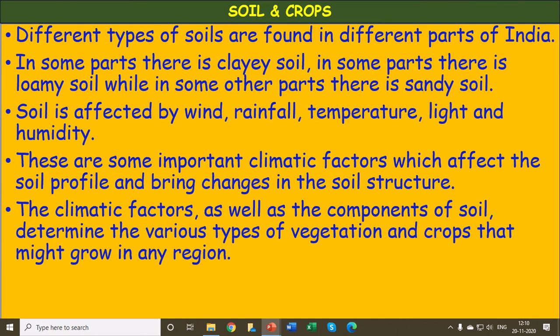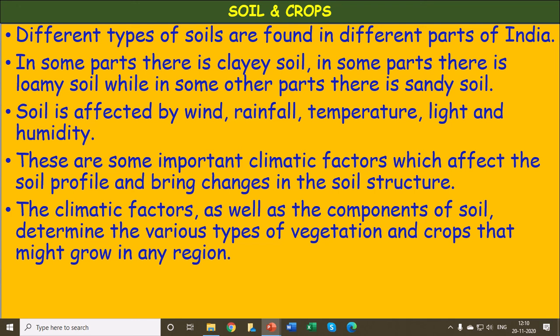The climatic factors as well as the components of soil determine the various types of vegetation and crops that might grow in any region. That's the reason why in Punjab or in some areas wheat will grow more. If we compare north, east, south, the distribution and variety of crops, the seasonal crops, Kharif and Rabi seasons, these are the two seasons.